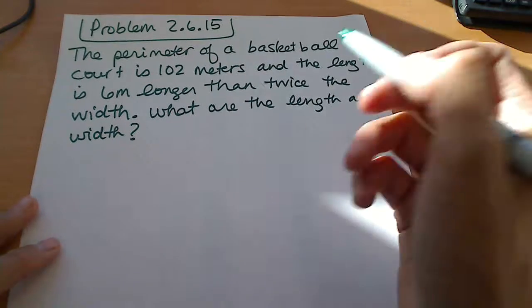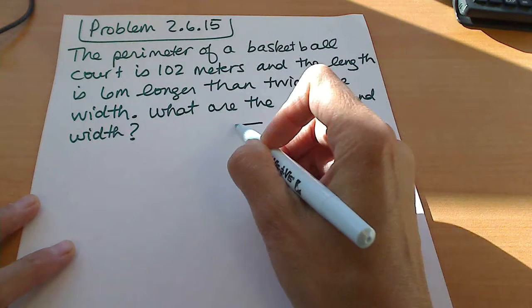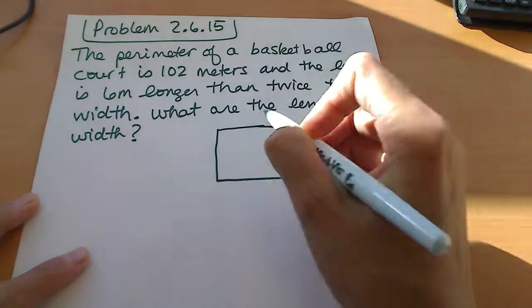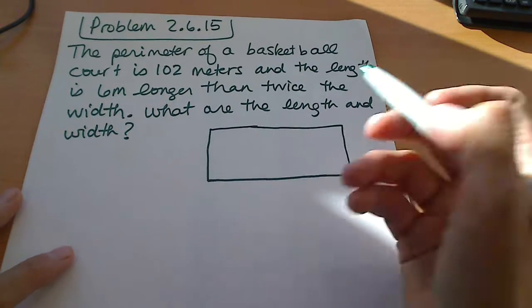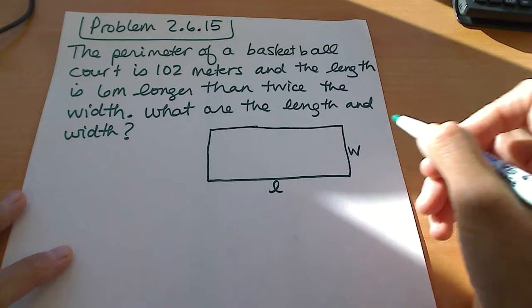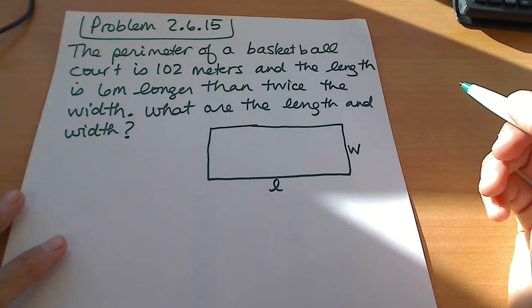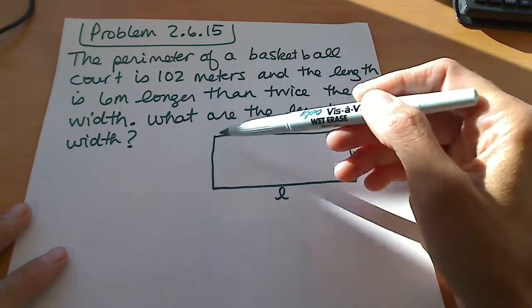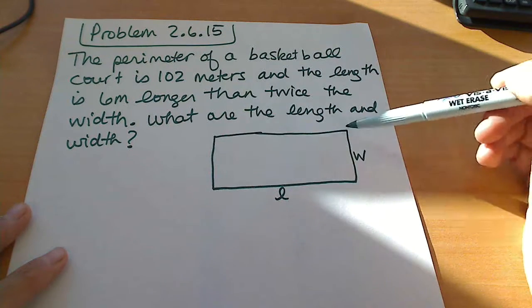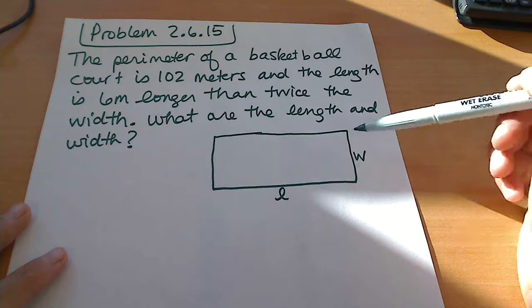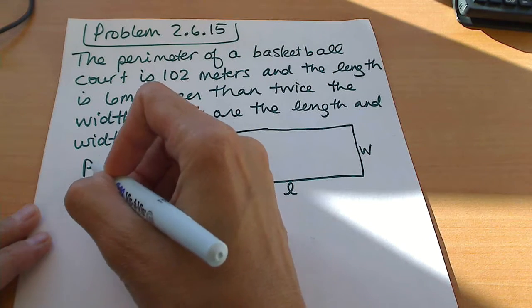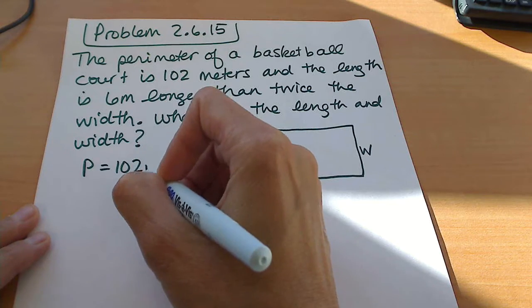Okay, so the first thing we should do in a problem like this is give ourselves a picture. And we know that basketball courts are rectangular. And there's going to be a length and there's going to be a width. Now the perimeter is the distance around an object. So if we were to look at summing the values of each of these sides, that would be equal to the perimeter. And so they tell us that the perimeter is 102 meters.